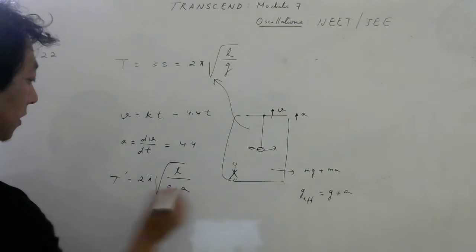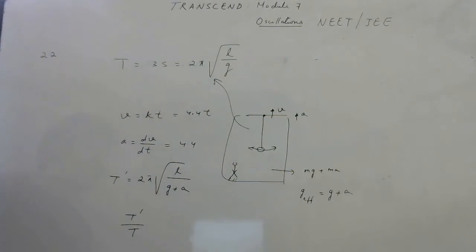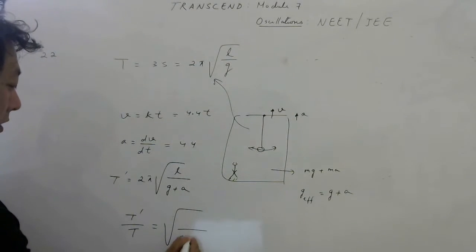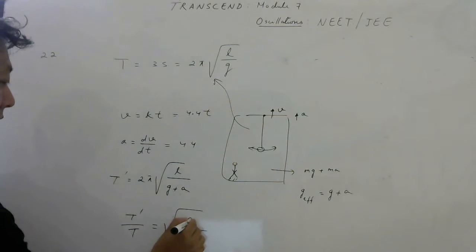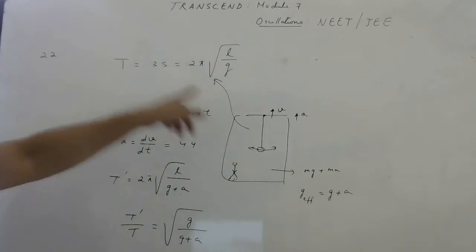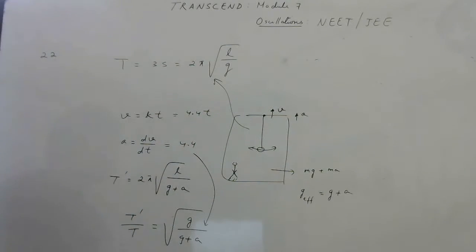g will be replaced by g plus a. So take the ratio T dash by T. Is it visible? Yes. T dash by T will be equal to root over, T dash has g plus a in the denominator, T has g in the numerator. Now you know the values of g, and a is given, we have found 4.4. So you can substitute and calculate.